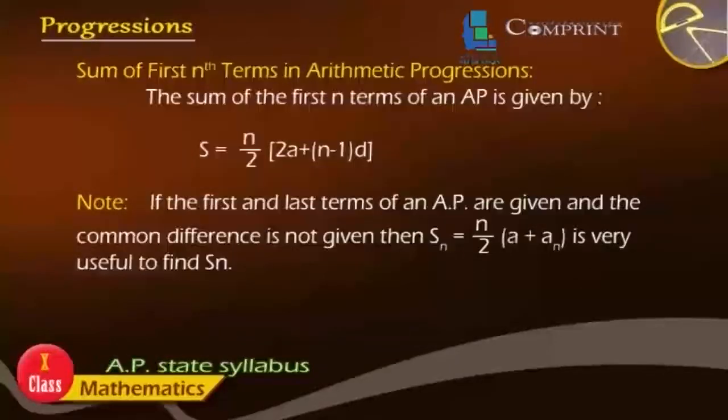Sum of first n terms in arithmetic progressions. The sum of the first n terms of an AP is given by S = n/2 × (2a + (n - 1)d). Note, if the first and last terms of an AP are given and the common difference is not given, then Sn = n/2 × (a + an) is very useful to find Sn.